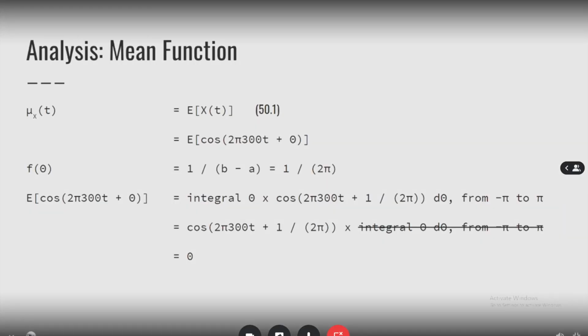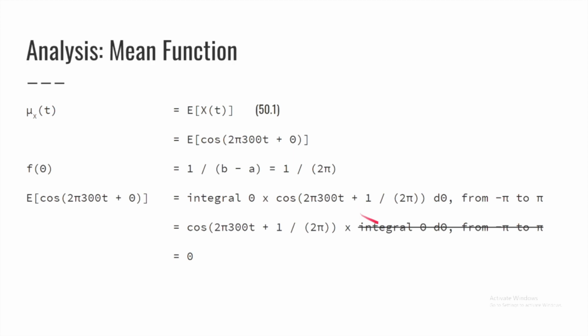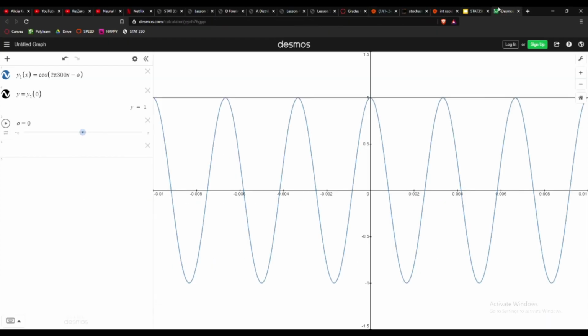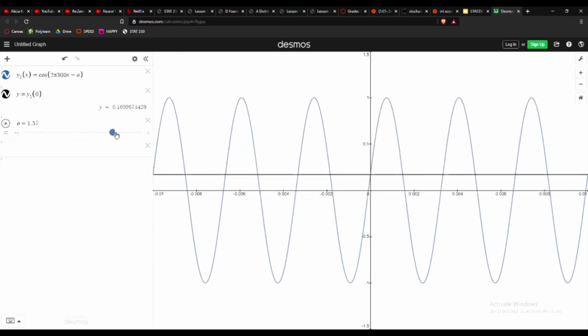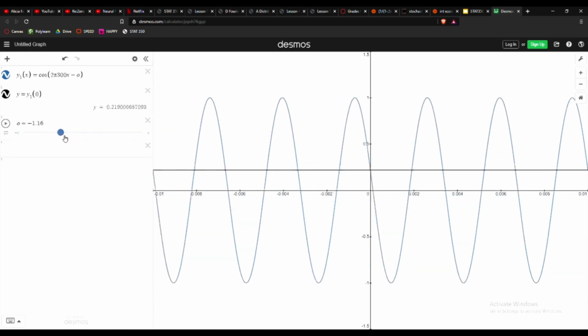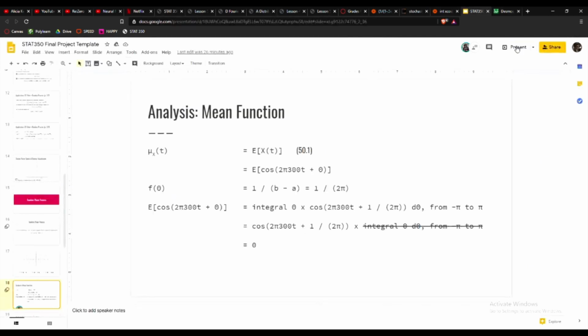All right, so for the mean function, we have this equation here. We break the expected value into the definition of an expected value, which is the integral of the random variable times the function that we are taking the expected value of. And since this is all just a constant, we can move this outside the integral, and the integral of theta from negative pi to pi is going to be 0. And another way to visualize this, we can come over here and we can see that if we move our phase, we get values that cancel each other out here. Back to the presentation.